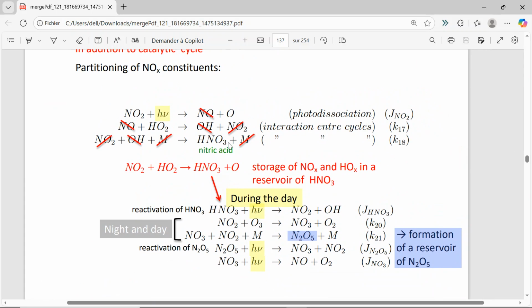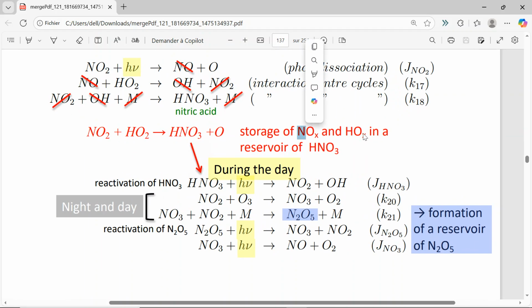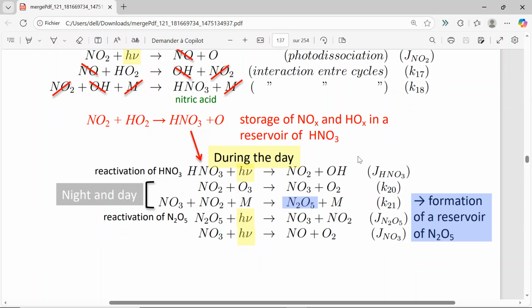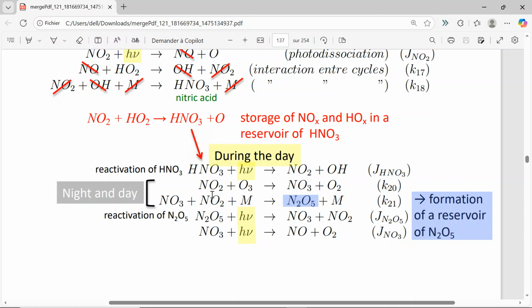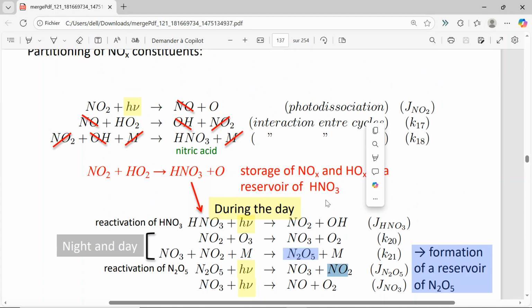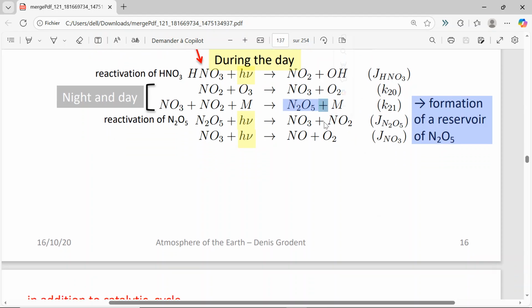What do you see right here? This nitric acid is the storage of NOx and HOx in a reservoir of HNO3. Those two gases are responsible for the destruction of ozone, as we will see later on. So this reservoir can be reactivated through different processes, especially during the day, and lead to the formation of a second reservoir, which is the N2O5, that will lead to the formation of NO2. So NO2 is reactivated, NO2 and NO, by the way.